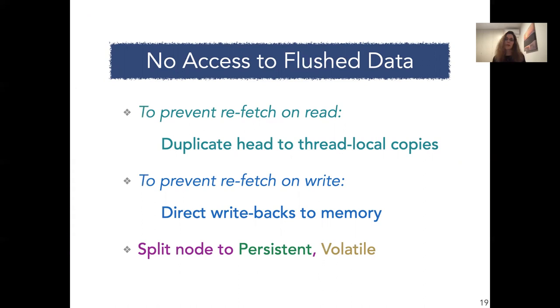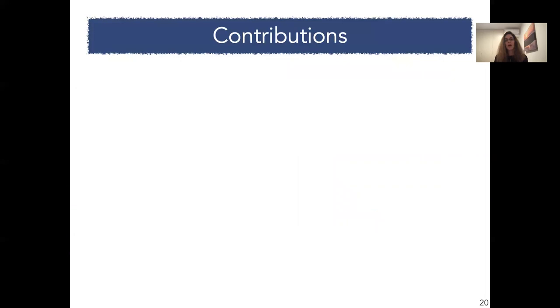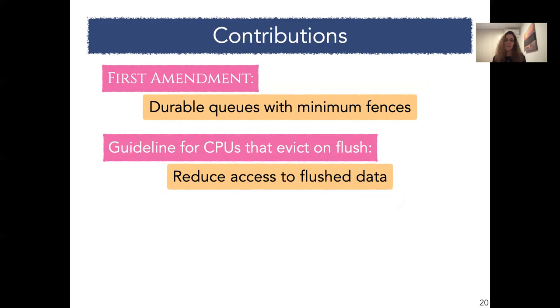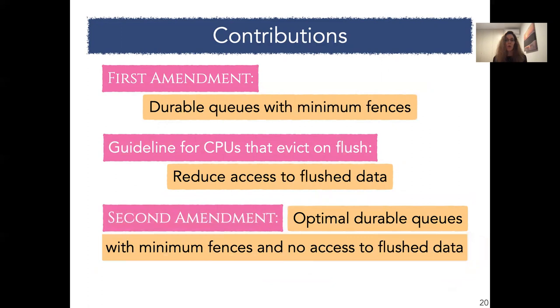To conclude our contributions, we designed a first amendment to durable queues, which incurs minimum fences. Minimizing the fences did not yield the expected performance improvement because the CPU evicts cache lines when flushing them. This led us to form a guideline of minimizing access to flushed data. Following this guideline, we proceeded to a second amendment, which not only places minimum fences, but also does not access flushed data. As I will later show, this second amendment yields queues with the best performance.